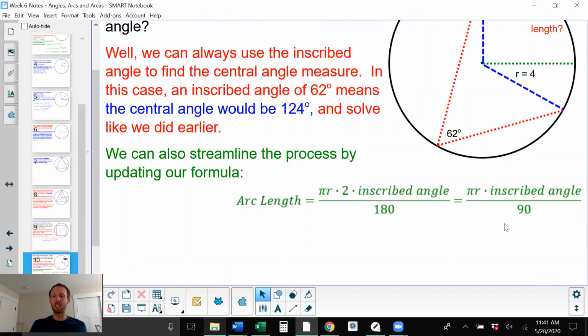I can also take my arc length formula from earlier and adapt it, so I have a really clear and concise arc length formula if I have an inscribed angle to start with. We saw that an arc length is equal to pi times r times a central angle divided by 180. But I know that a central angle is equal to 2 times an inscribed angle, so I just replace central angle with 2 times an inscribed angle. Well, 2 divided by 180 reduces to 1 over 90, so I can simplify this even further to the arc length being equal to pi times the radius times the inscribed angle divided by 90.